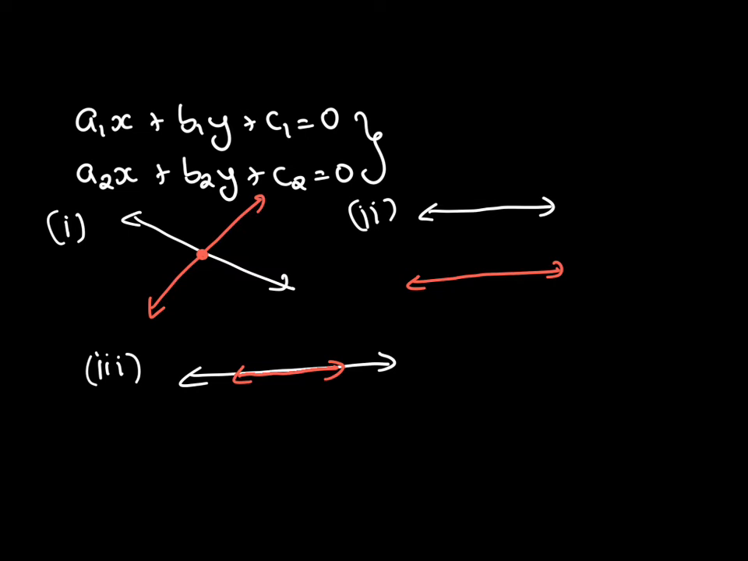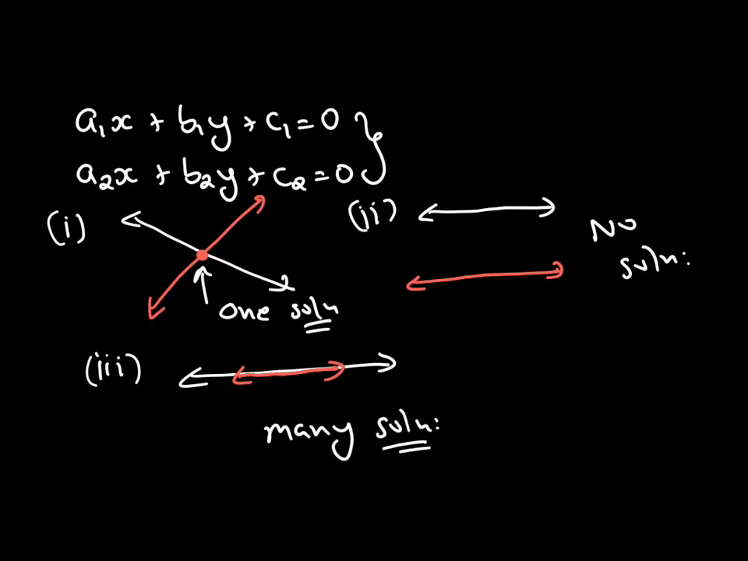Either they intersect at one point, or they never intersect at all, in which case they are parallel, or they will coincide over each other. Now when they intersect at one point, the linear pair will have only one solution. In the second case, when the lines are parallel, the linear pair will have no solution. And in the third case, when they coincide, it will have many solutions, or an infinite number of solutions.